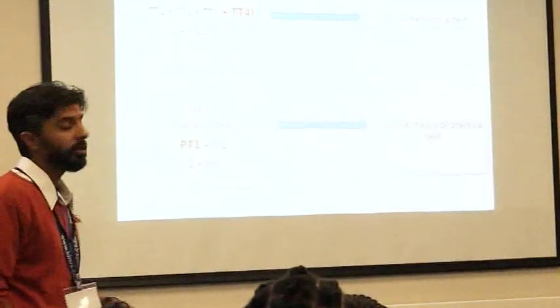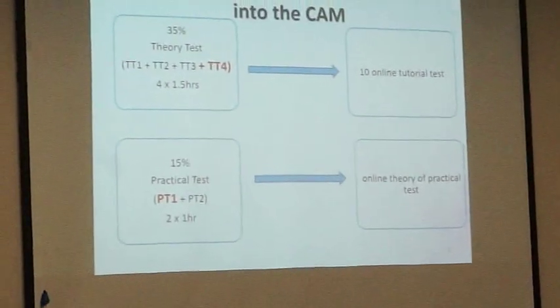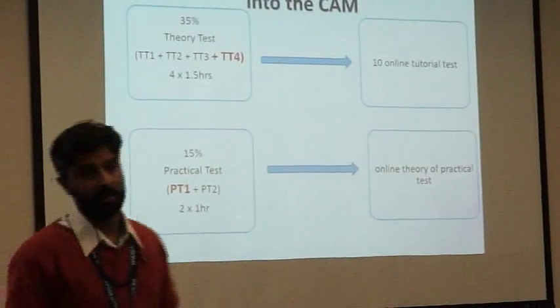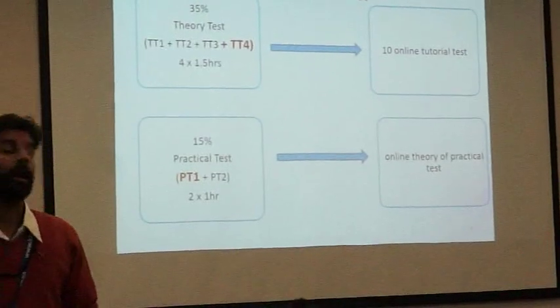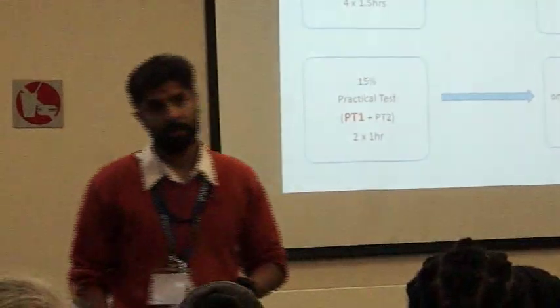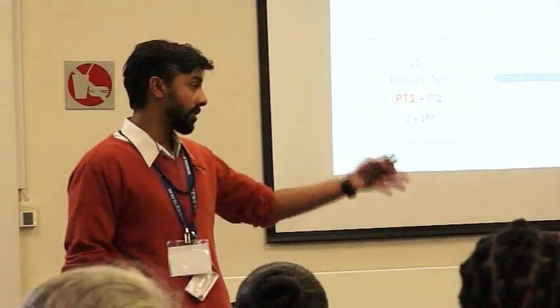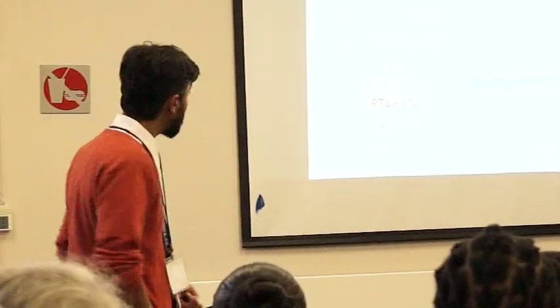We took the last test, which made up 1/4 of the theory tests, and converted them to 10 online tutorial tests. We took the first practical test and converted it to an online theory of prac. Our tests, both the practical tests and the online theory of prac, are randomized multiple choice questions with no negative marking. So we set up a pool of questions, and when the students enter the platform and they enter the test, no two students would write the same test at the same time. Right?